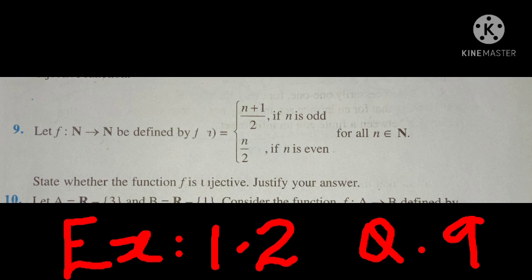Next one, exercise 1.2, question number 9. Let f from N to N be defined by f of n equal to (n plus 1) by 2 if n is odd, n by 2 if n is even, for all n belongs to N. Here capital N is the set of all natural numbers. State whether the function f is bijective. Justify your answer.